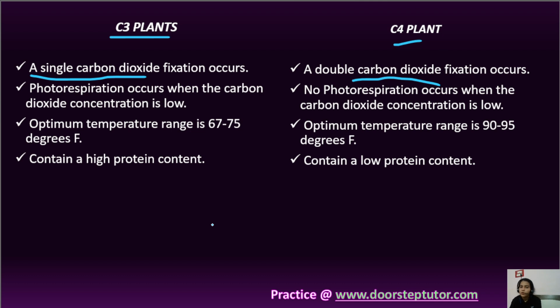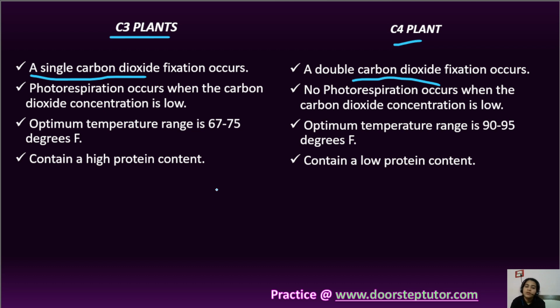There is also a process known as photorespiration, which is basically a wasteful process. In photorespiration, in the presence of light, respiration occurs, and in this case oxygen is used and carbon dioxide is released. This photorespiration occurs when the carbon dioxide concentration is low. And in C4 plants, no photorespiration occurs when the carbon dioxide concentration is low.